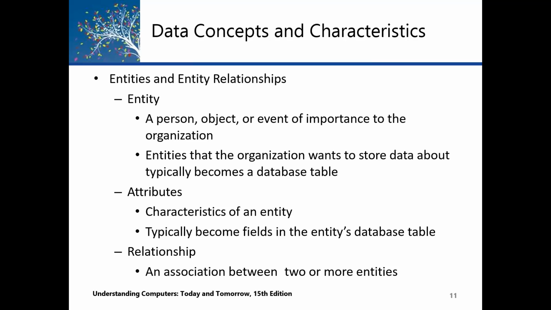So we are using entity as a person. Suppose I'm going to take an employee in an organization. My entity is employee, and employee ID, employee name, date of birth, age are all the things I'm using as fields in the database table. Attributes are nothing but the characteristics of an entity, which typically become fields in the entity's database table. Then a relationship is an association between two or more entities.